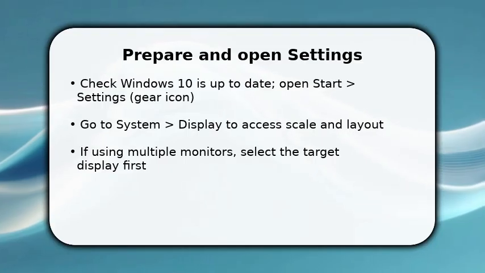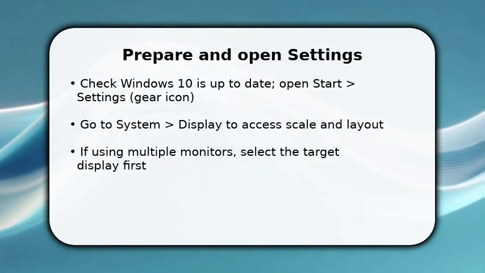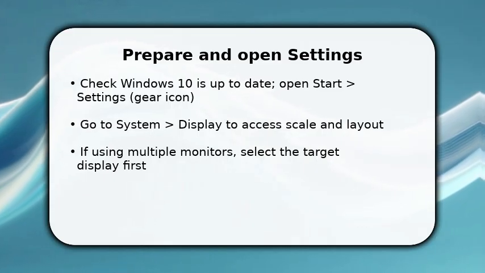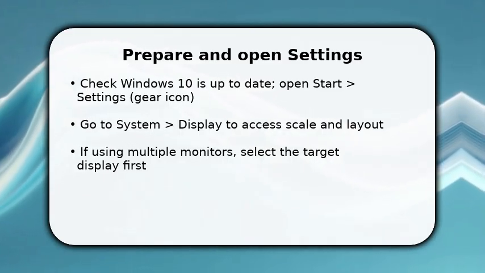You start by opening settings quickly. Press Start and click the gear, or press Windows key plus I. Once there, choose System and then Display so you land on Scale and Layout options.